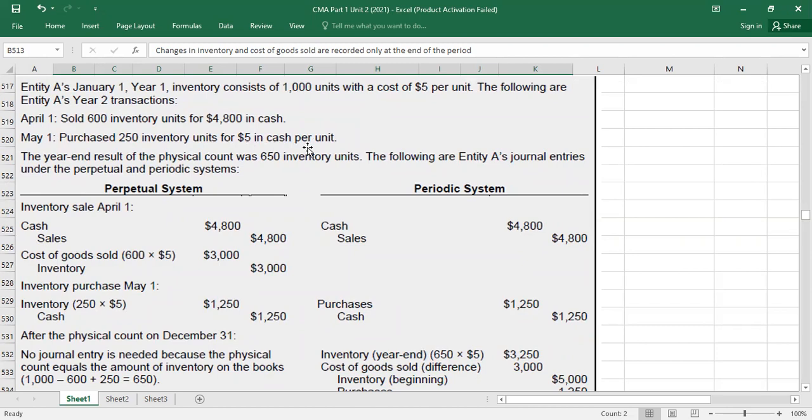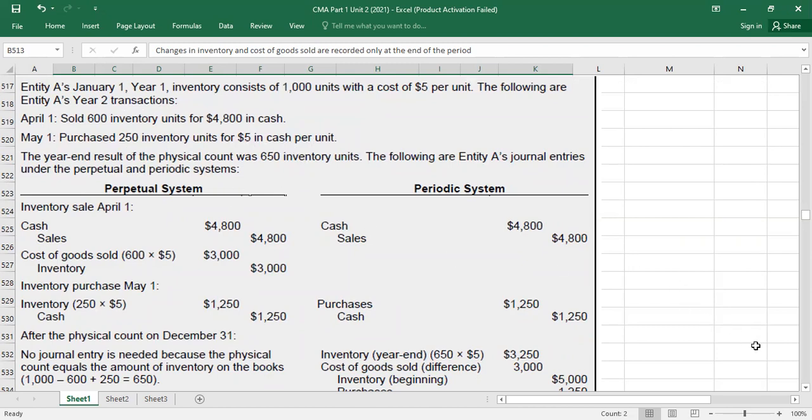Now in short, if you want to calculate how many unsold units you have, you have 1000 units at the start. Out of those 1000 units you have sold 600 units, so remaining is 400. Again you have purchased 250 units, it means 400 plus 250 units, it will become 650 units.